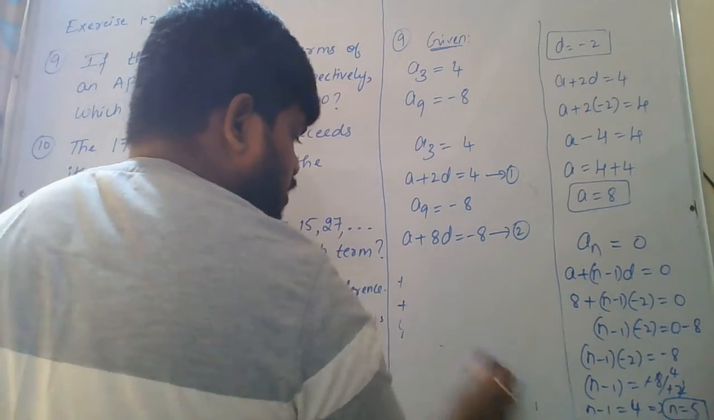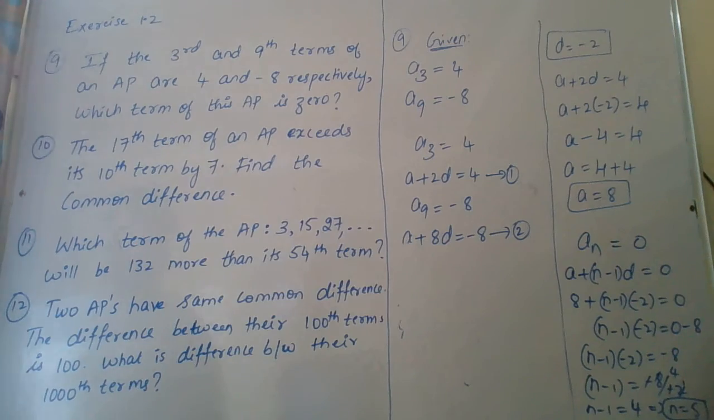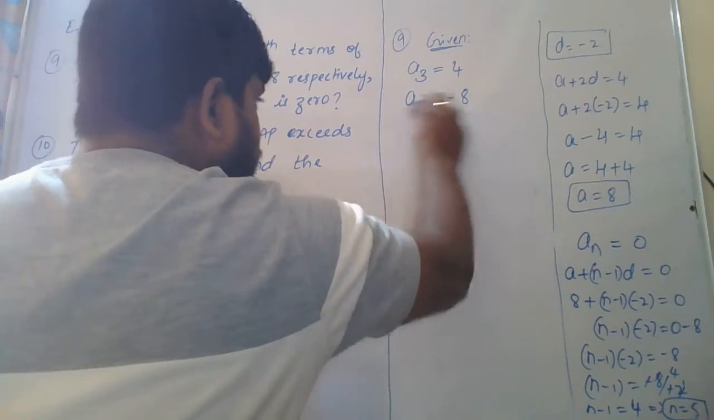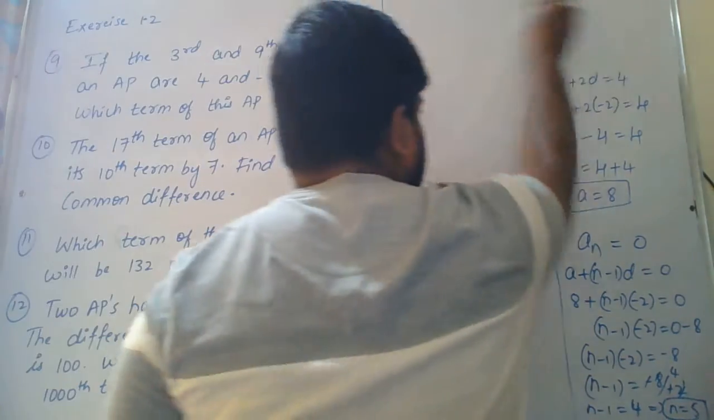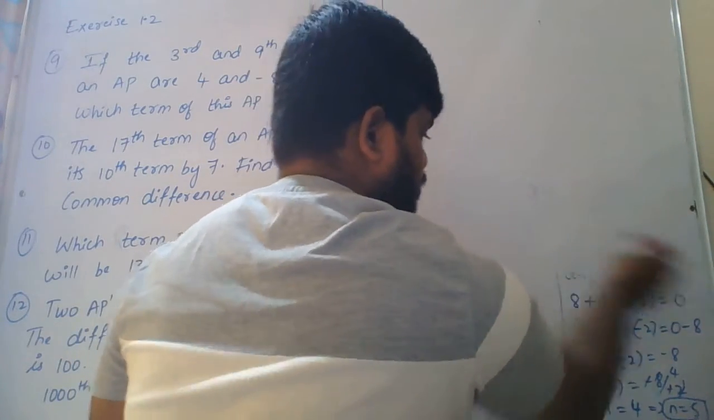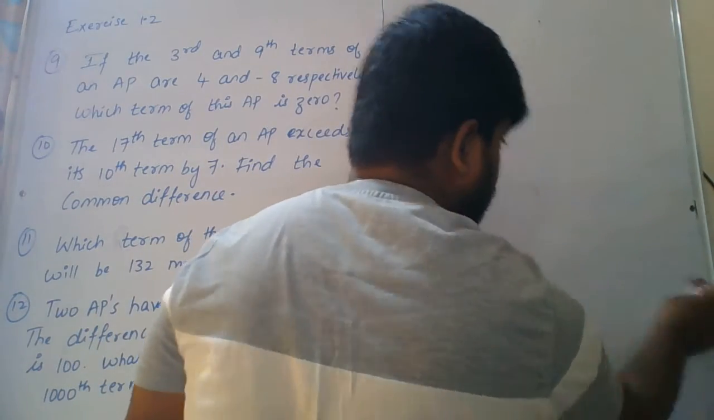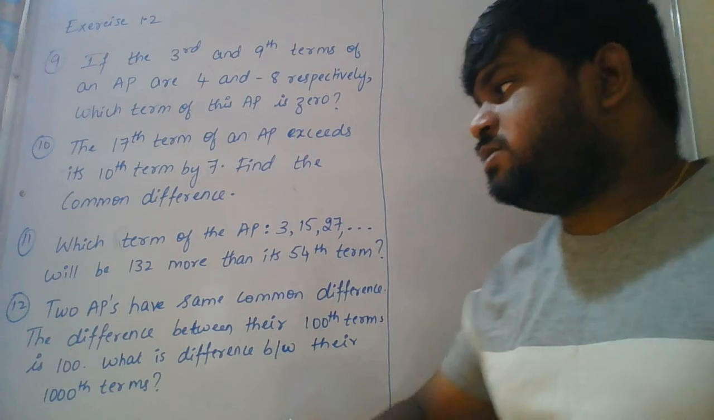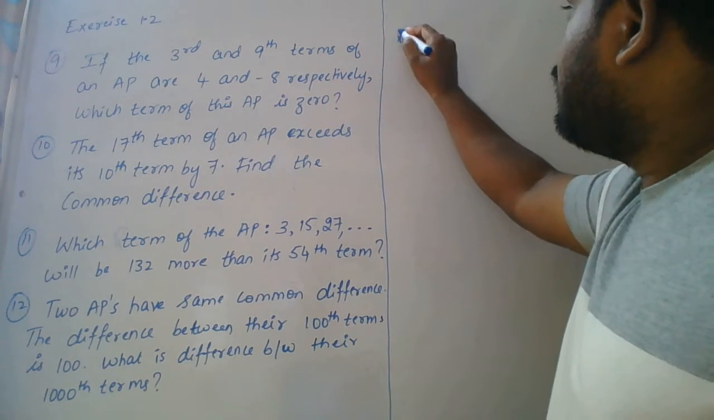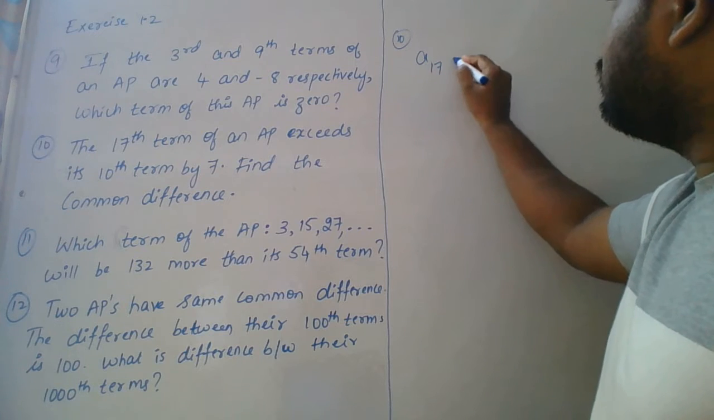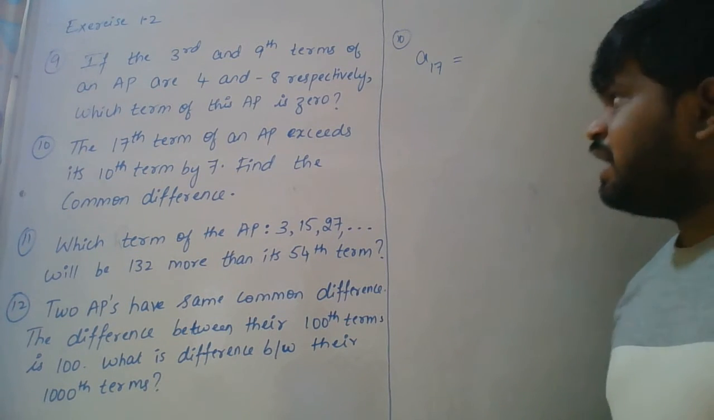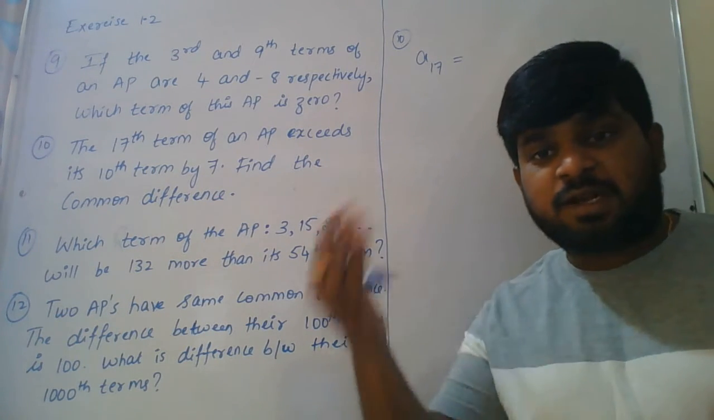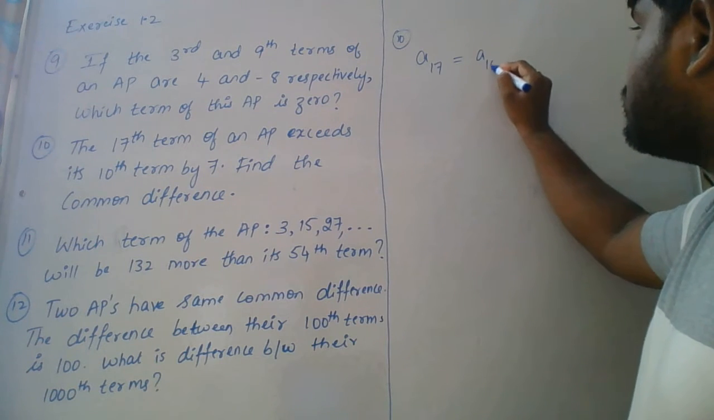What is the 10th question? The 10th question is: the 17th term of an AP exceeds its 10th term by 7. What is the common difference? Okay, let's do that. The 17th term of an AP exceeds the 10th term. 17th term means A17. How is the 17th term? It exceeds the 10th term, which means it is more than the 10th term. By how much? By 7.